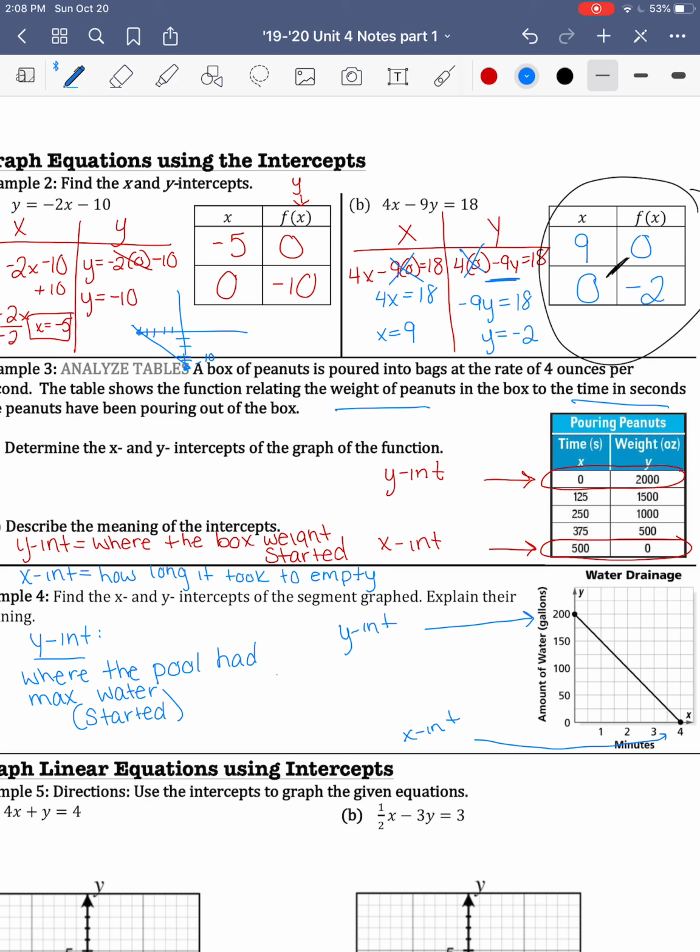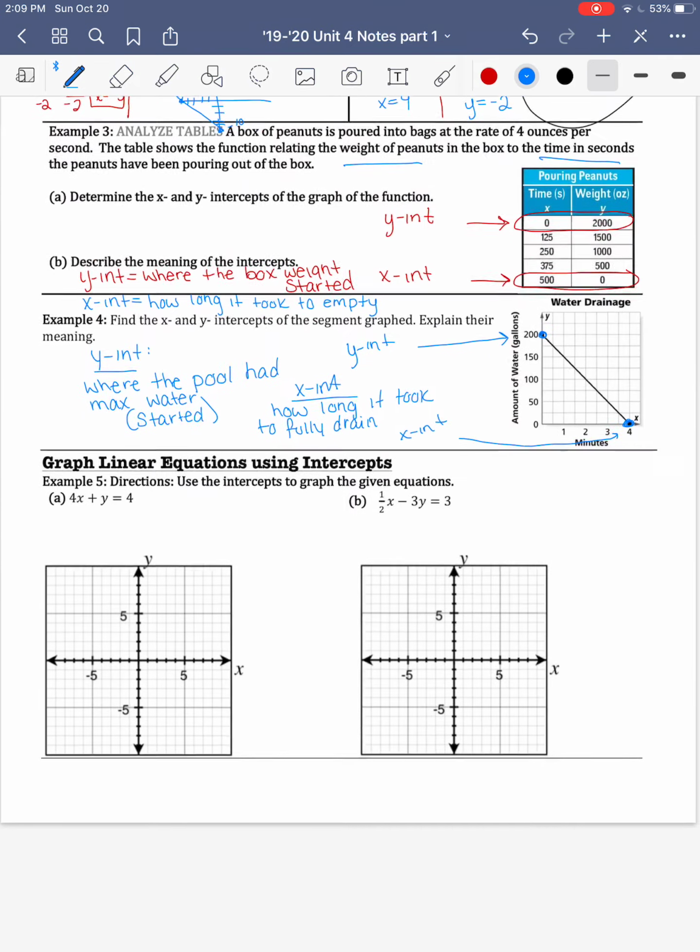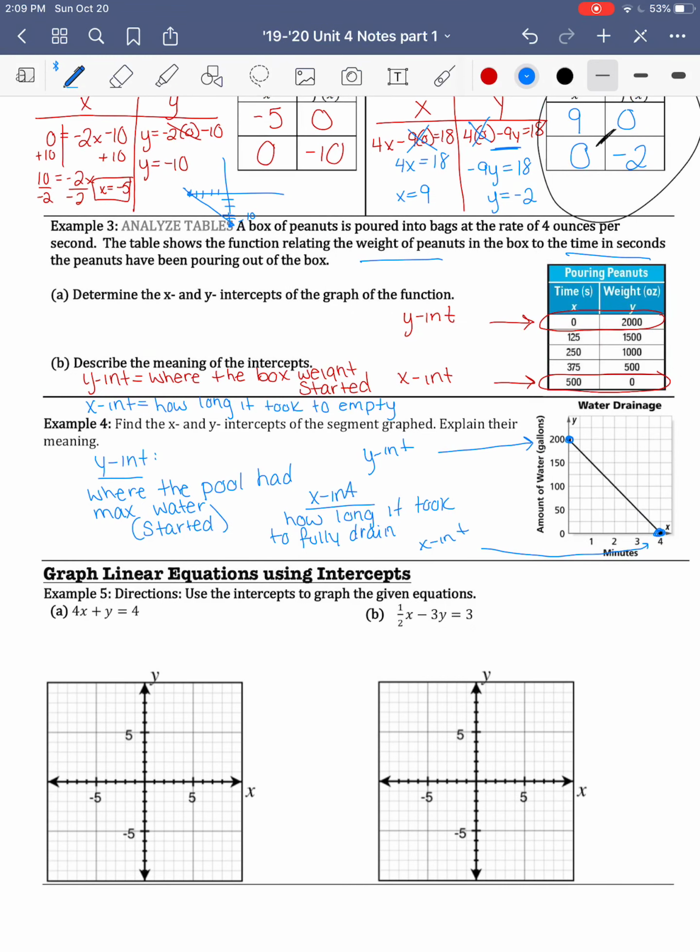And then my x-intercept, that just represents how long it took to drain. So how long it took to fully drain. Okay, so in this case, it took 4 minutes to drain. And over here, we started at 200 gallons of water. So again, it's just telling me that story, kind of like Unit 3.